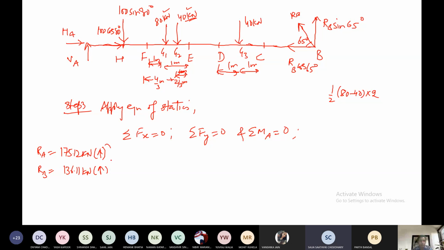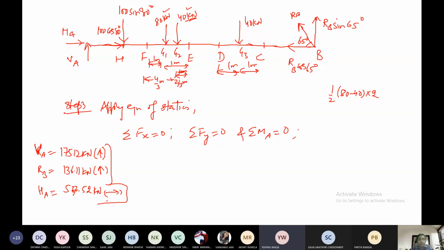And what is HA? HA, I got 57.52 kilonewtons. And direction? Sir, it's left or right side. That side means positive. Yes, sir. Okay. Sir, my HA is coming different. I am getting 121.8.